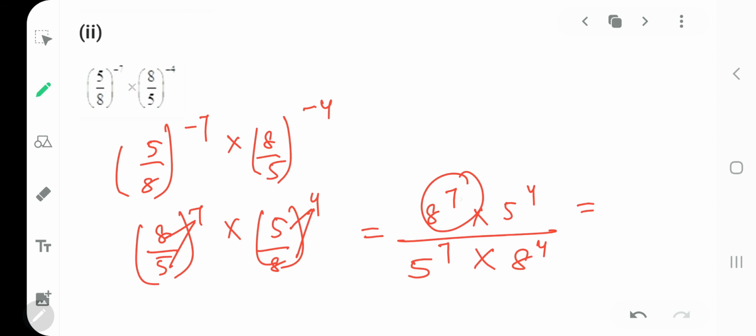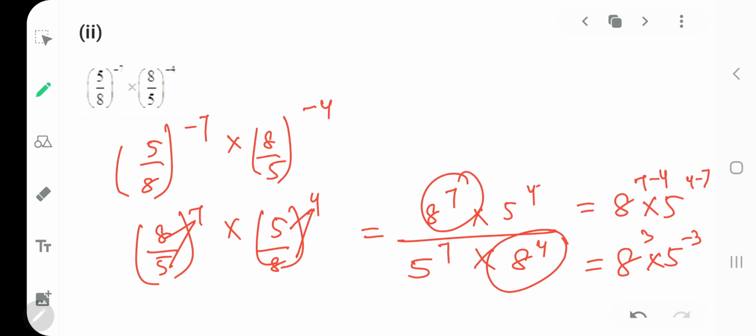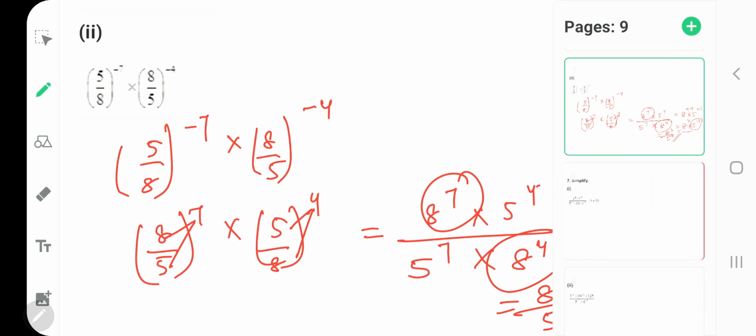So my dear kids, 8, 8 same base, exponent will be subtracted, and 5, 5 same base, exponent will be subtracted. So your answer is 8 raised to 3 into 5 raised to minus 3. If this minus exponent you want to convert into plus, that will be 8 raised to 3, and take this number down, 5 raised to 3. So your answer is 8 raised to 3 upon 5 raised to 3. You can open and give me the answer. Is that clear? Shall we jump on to next?